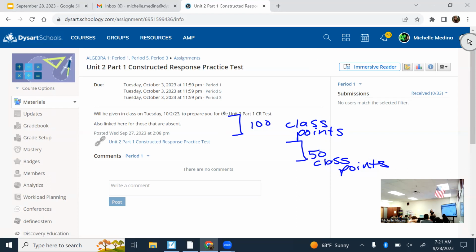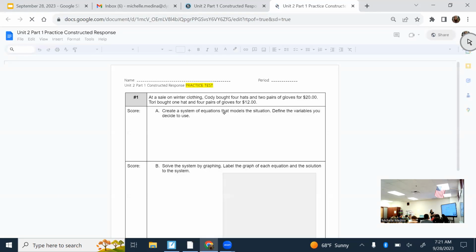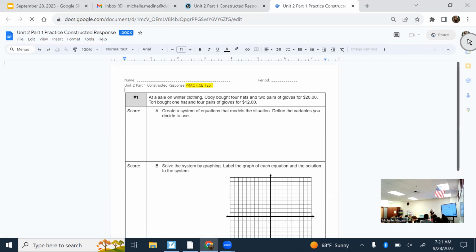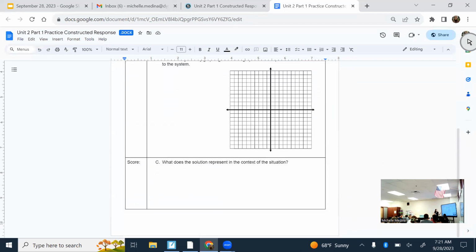But if you want to work on it ahead, you're welcome to do it on your own paper. This is what your constructed response will look like, just different numbers, different situation. I told you you would have to graph by hand, so you could start practicing. So that's all there. I'll give you time to work on it next week, but I want you to have it as soon as I have it ready, so that way you can start preparing.